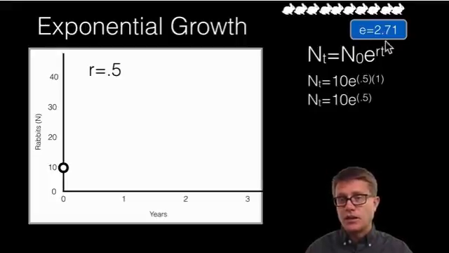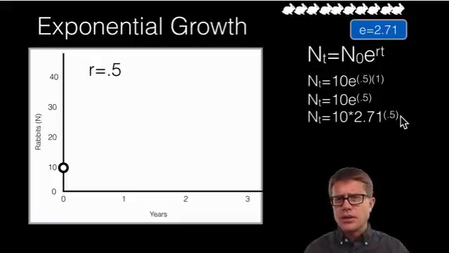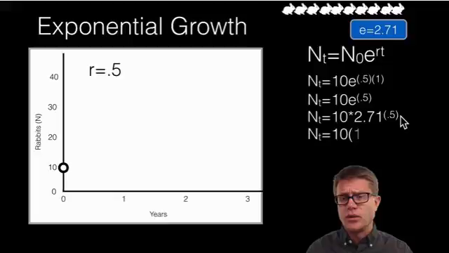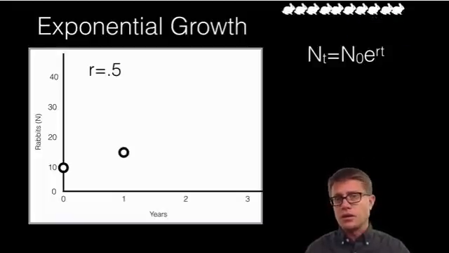So if I expand that a little bit, we're simply multiplying 1 times 0.5, 1 year times that growth rate. And so that's going to be 10 times 2.71. Again, that's E raised to the 0.5 power. So that's really like taking the square root of 2.71, and so that's 1.64. So if we work that out, that's going to be around 16 rabbits after 1 year. So let me graph that, and let's go to year 2.